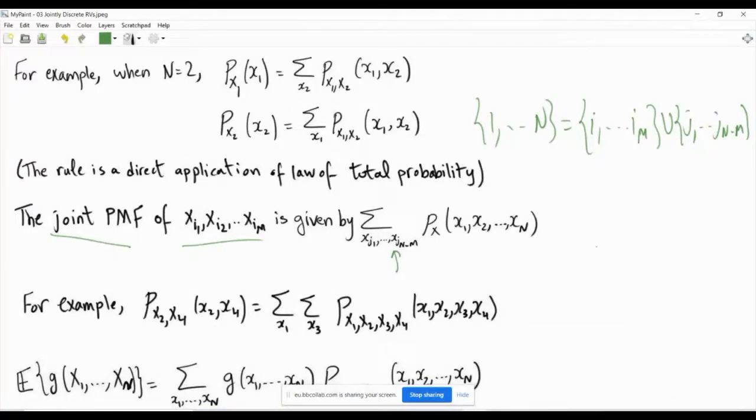Here is a concrete example. Say you have 4 random variables, X1, X2, X3, and X4, and in some application you want the joint PMF of the second and fourth ones. If you know the joint PMF of all 4, then you sum over the possible values of X1 and the possible values of X3. You do this sum and you end up with the joint PMF of X2 and X4. Okay, so you need to do this summation.